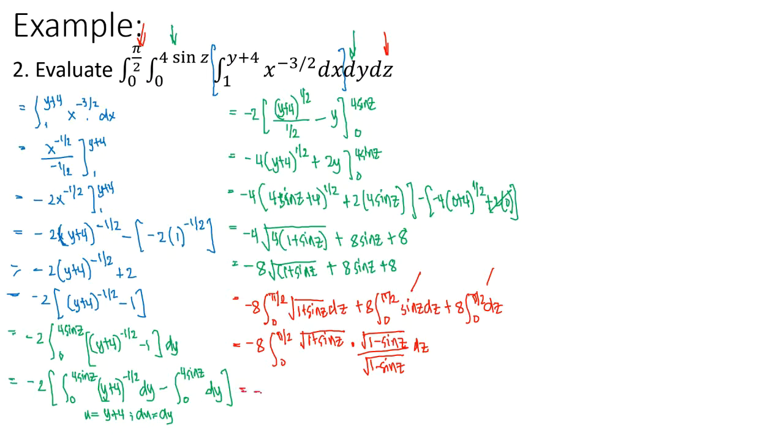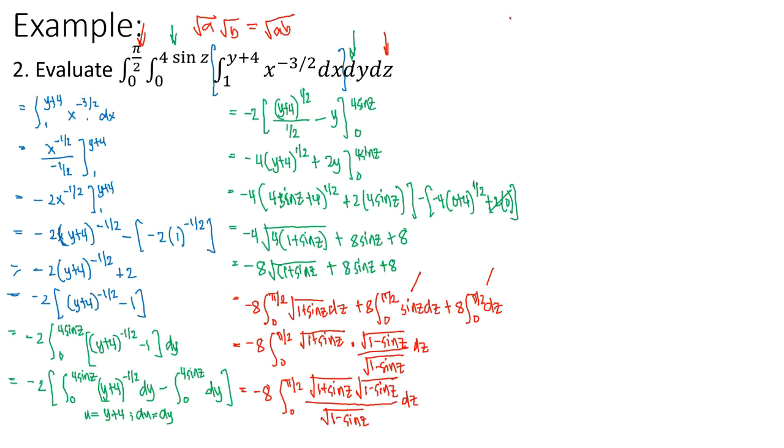So we have negative 8 integral from 0 to pi over 2 of square root of 1 plus sine z times square root of 1 minus sine z, all over square root of 1 minus sine z, dz. From the radical properties, if we have square root of a times square root of b, that can be multiplied inside one radical, right?